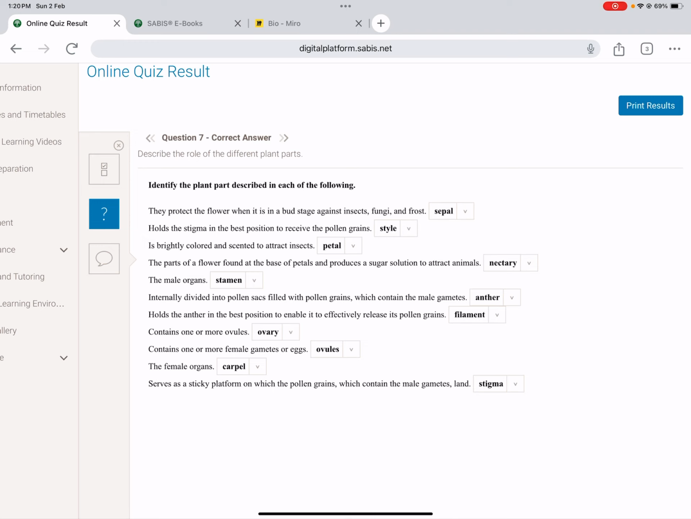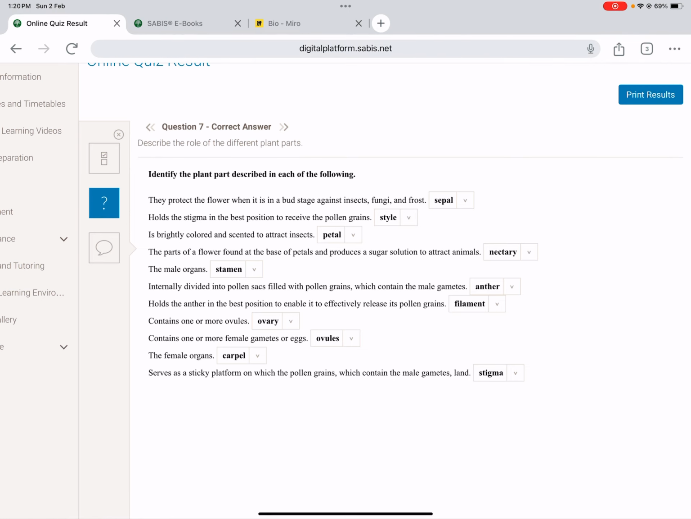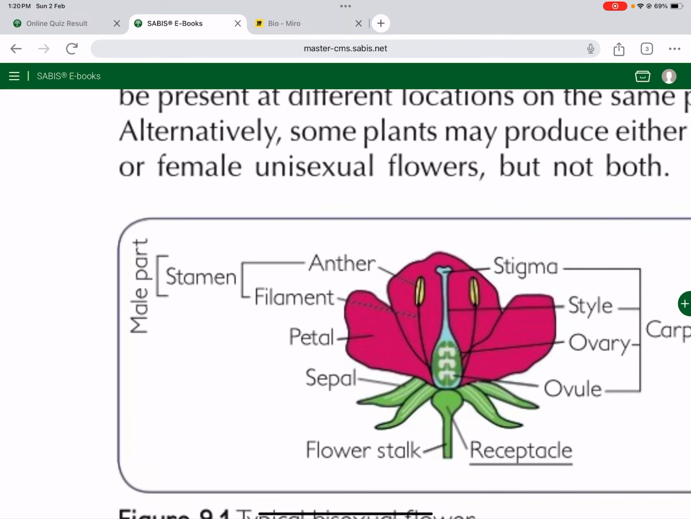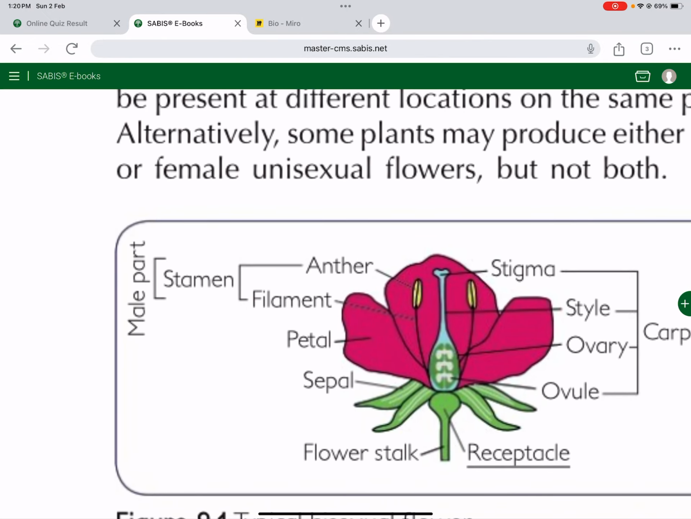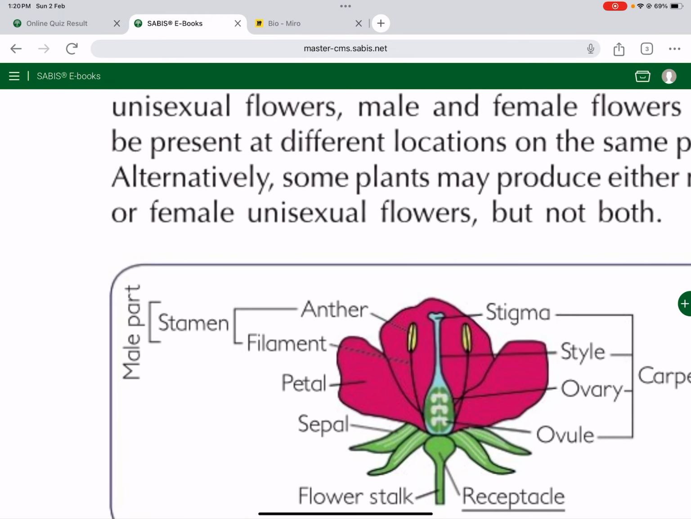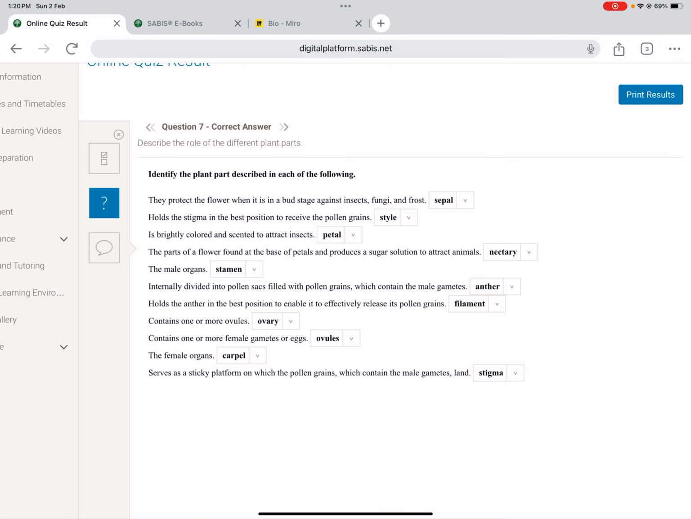Contains one or more ovules. Of course, the ovary contains one or more female gametes, the ovules. The female organs, we said it's the carpel, and serves as a sticky platform where pollen lands on. It's going to be the stigma. And now we will see later on how the pollen here will stick on the stigma and then pass through to go to the ovary and then to the ovules.